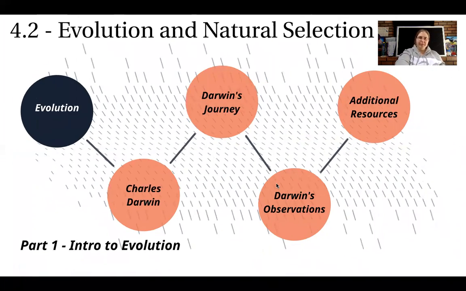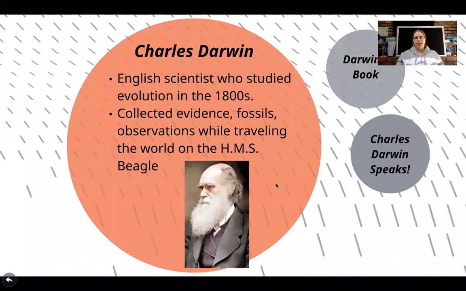All right, moving on. Darwin, Charles Darwin, my main man in evolution. So Charles Darwin was an English scientist that lived in the 1800s, and he's best known for his work involving evolution.